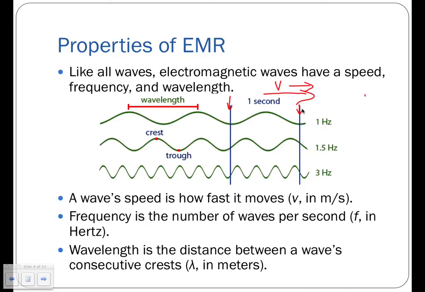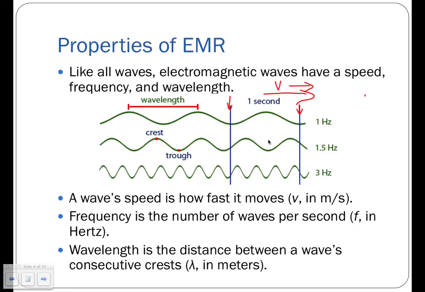So we're imagining that every second, what you're seeing in this picture is what passes by. And so that wave goes by in a second, or this goes by every second for that lower wave down there. But that's basically what this picture is trying to illustrate here. So all waves have this speed, frequency, and wavelength.